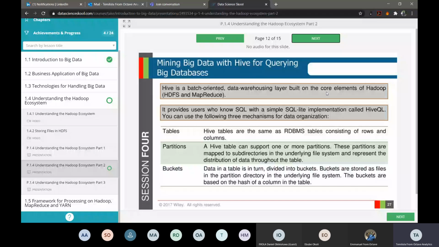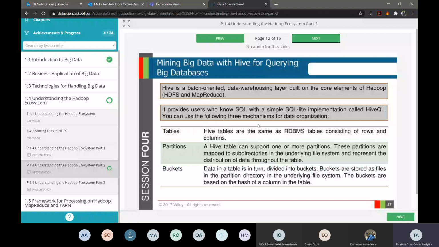One thing you need to know is that HBase tables are not like your RDBMS tables, because HBase tables contain timestamps, which are basically used for versioning. But Hive tables are the same as your RDBMS tables because they consist of just columns and rows. They don't contain timestamps attached to every data entry in those tables. Then for partitioning, a Hive table can support one or more partitions. These partitions are mapped to subdirectories in the underlying file system and represent different distributions of data throughout the table.